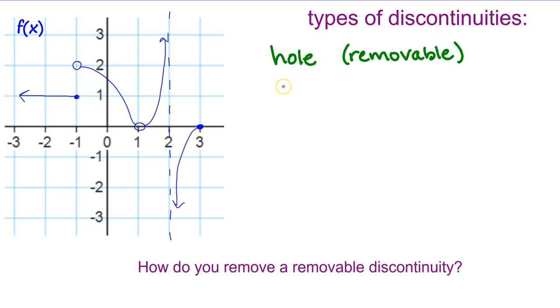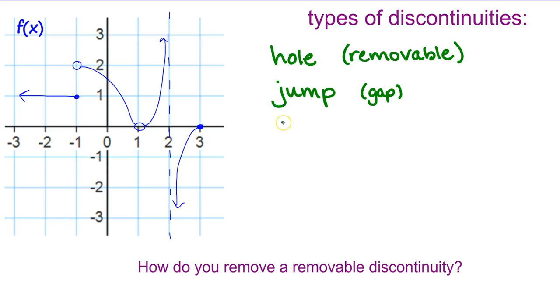Another kind of discontinuity is a jump. So over here where x equals -1, we see that from the left we're approaching one y value. From the right we're approaching another y value. There's a gap in between. That's called a jump discontinuity. I'll just say there's a gap.